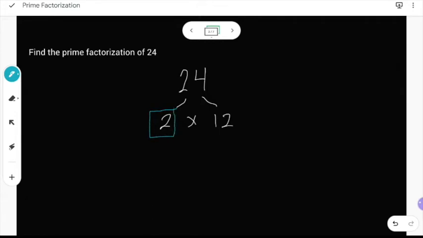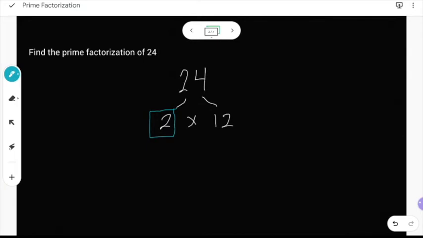Usually once I hit a prime number, I circle it or put a square around it. In some textbooks or other examples, you might see them continue to bring that 2 down. I just think it looks messy. So once I find a prime number, I like to put a circle or a square around it. Because I put that around the 2, I can't break 2 into anything smaller.